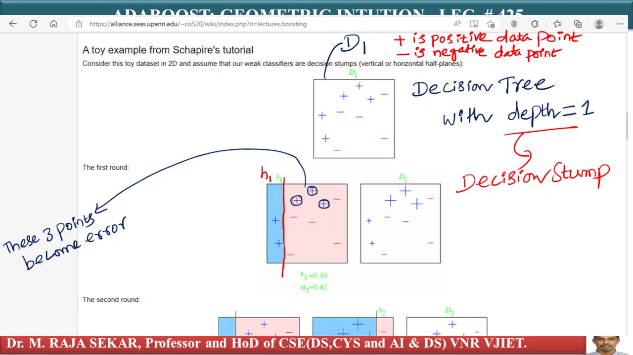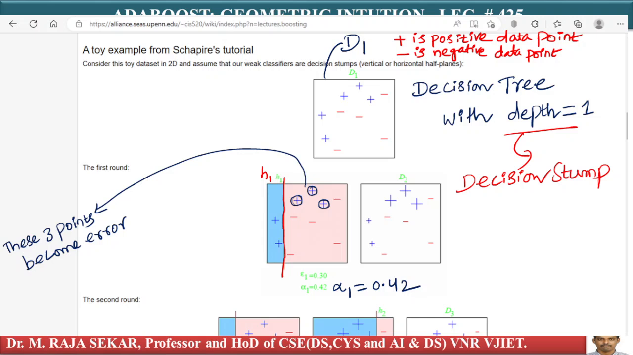For this model, I compute a weight alpha 1. What is alpha 1? 0.42. I compute the weight based on how many errors we have. Here how many errors? 3 pluses. I compute the weight based on how many errors I got, how well this model performs on the original data and things like that. So I get a weight alpha 1 equal to 0.42.